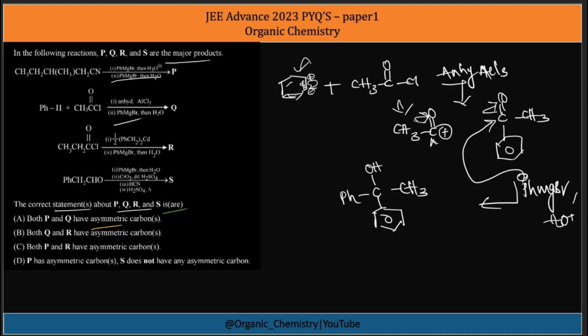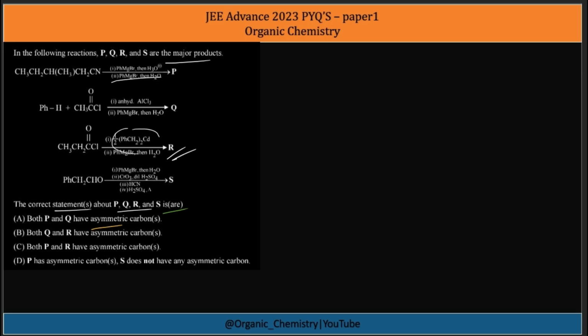So this is the product, and you can see here there is no chiral carbon, right? Sorry, I mean it doesn't contain any asymmetric carbon. So this is the product Q, which doesn't contain any asymmetric carbons. But here they have mentioned Q has an asymmetric carbon, so this option will be wrong. And here also they have mentioned asymmetric carbon, so this is also wrong. So these two options we have eliminated, right?